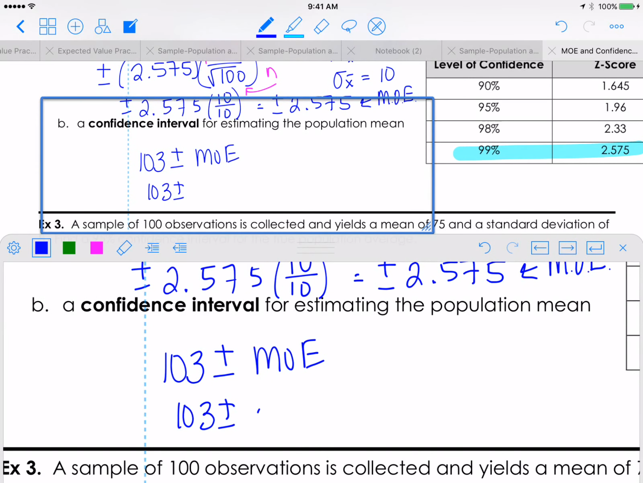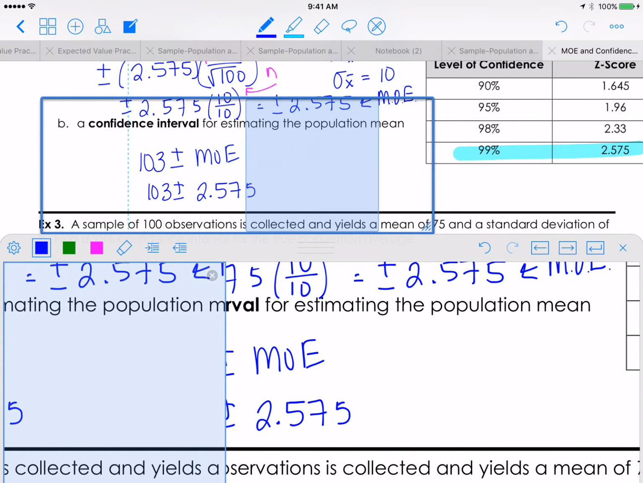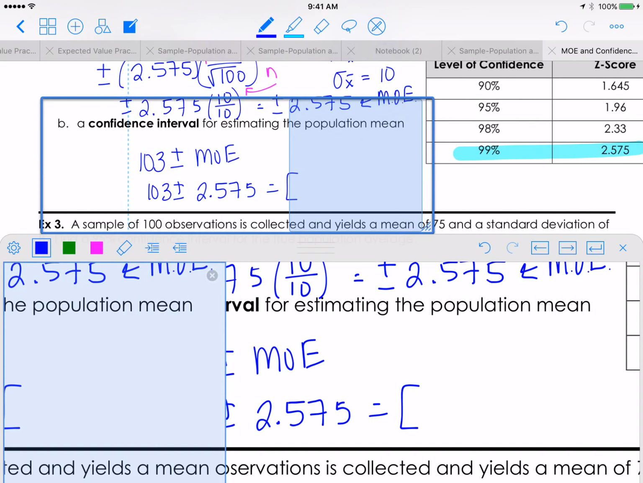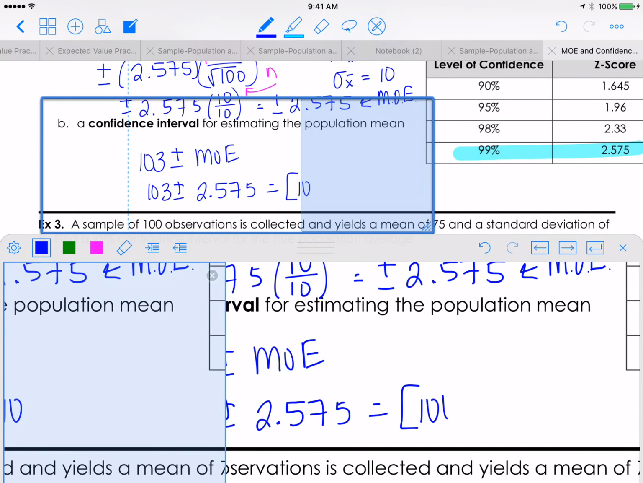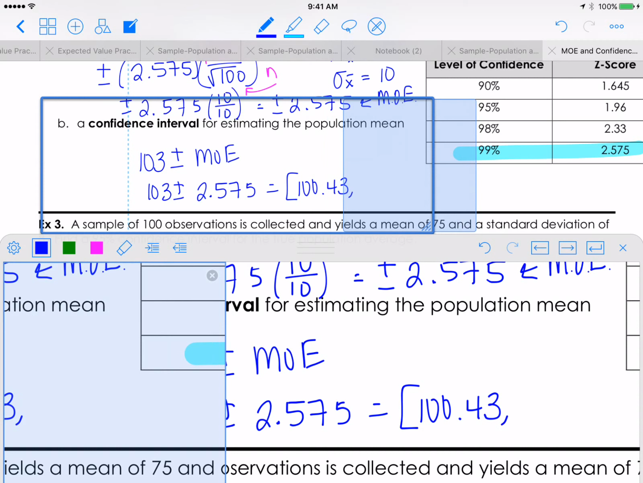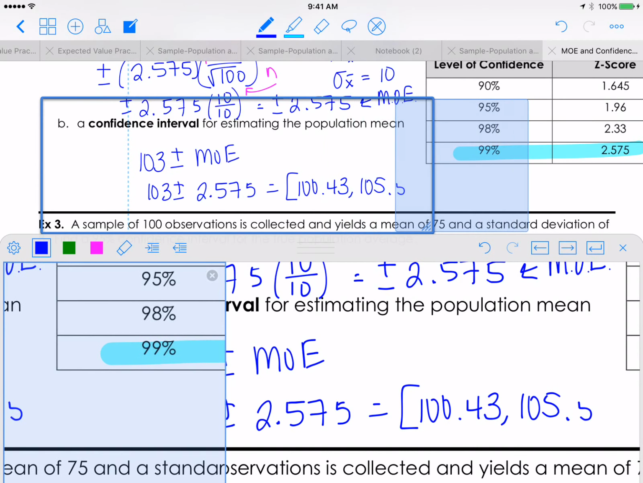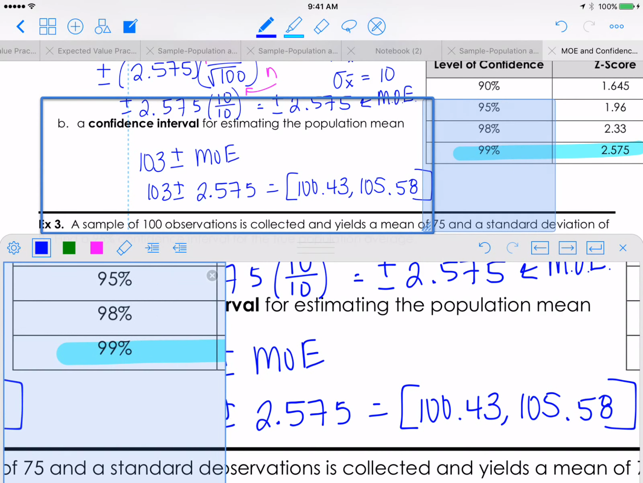We said it was 2.575. So do that in your calculators. And when you do that, hopefully you will get an interval of 100.43 and 105.58. So that is your range.